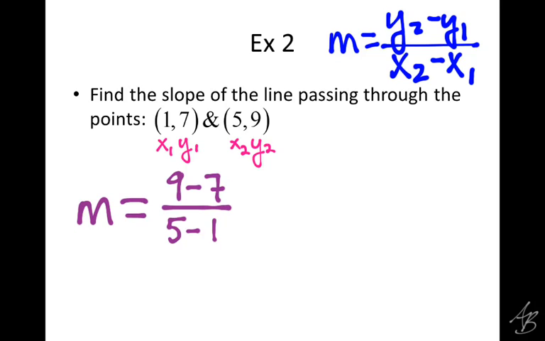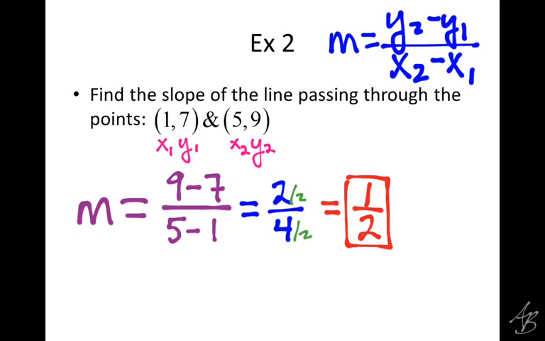And then we go ahead and subtract it. Subtract 9 minus 7 and you get 2. On the bottom, 5 minus 1 is 4. And just like the last one, we need to check to see if we can simplify. Is there anything that goes into 2 that also goes into 4? 2 does, right? So we'll reduce by 2. And when we do that, what do we get on top? 1. And what do we get on the bottom? 2.